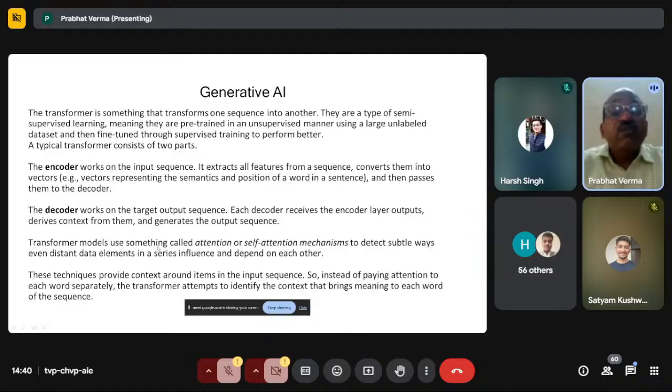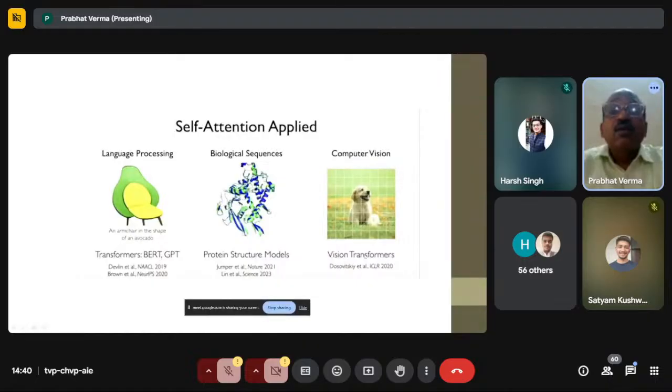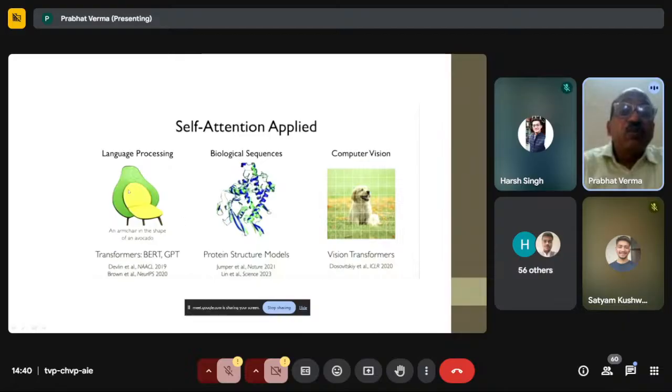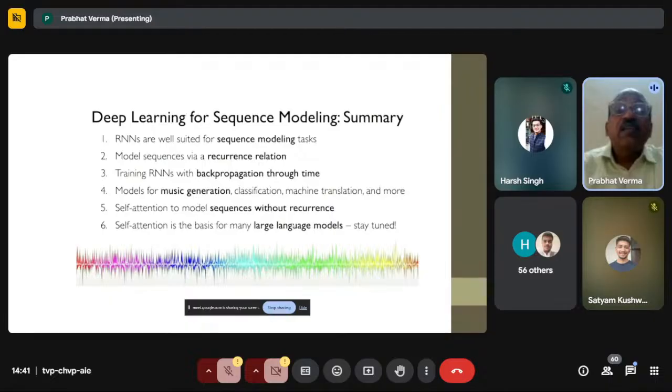Okay, so transformer models use the attention or self-attention mechanism. These are applied over various contexts in various applications like language processing, biological sequences, and computer vision. So self-attention is applied here, and you can say the results are very good, and in real time you can process, because it is not sequential in nature, right? It has certain parallelism.